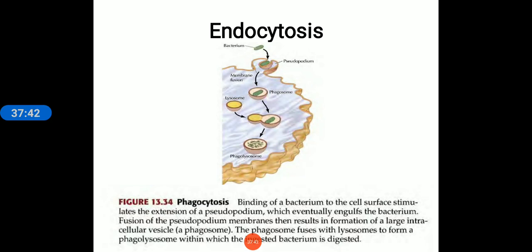So endocytosis is majorly of two types. One is phagocytosis and the other one is pinocytosis. Phagocytosis is the ingestion of large molecules, which is also known as cell eating. And for phagocytosis, we know that specialized cells are there in the system. In mammals, neutrophils and macrophages have phagocytic functions.